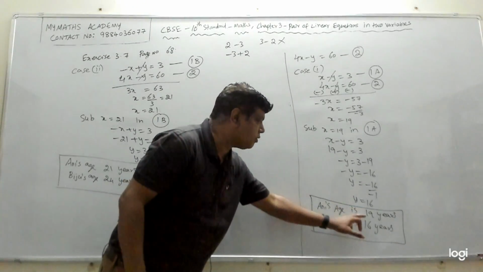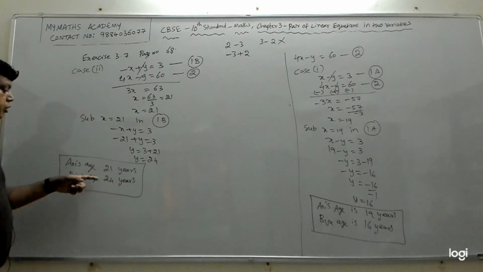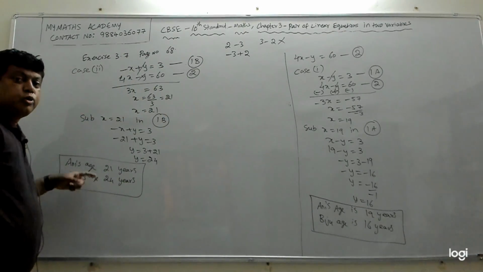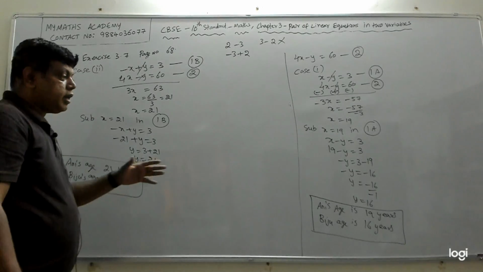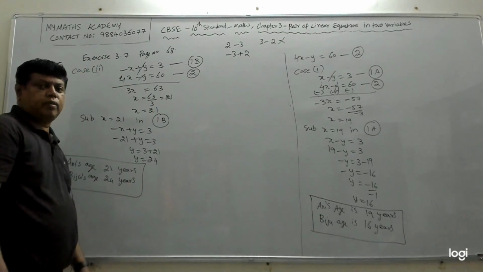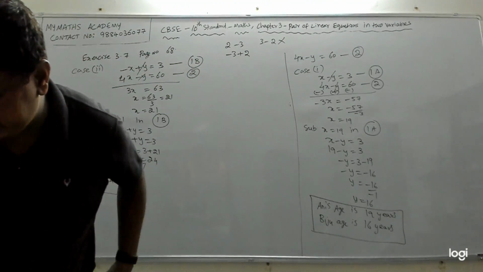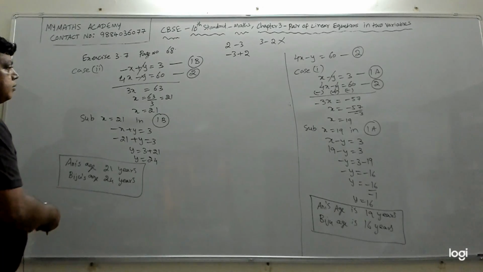Now if you see the difference between the ages is what? 3. 19 minus 16, 3. Here also what is the difference? 24 minus 21, 3. So here Biju is older than Ani, here Ani is older than Biju. So both the cases are possible. Clear? Fine? Okay. Now we will continue with the second problem.